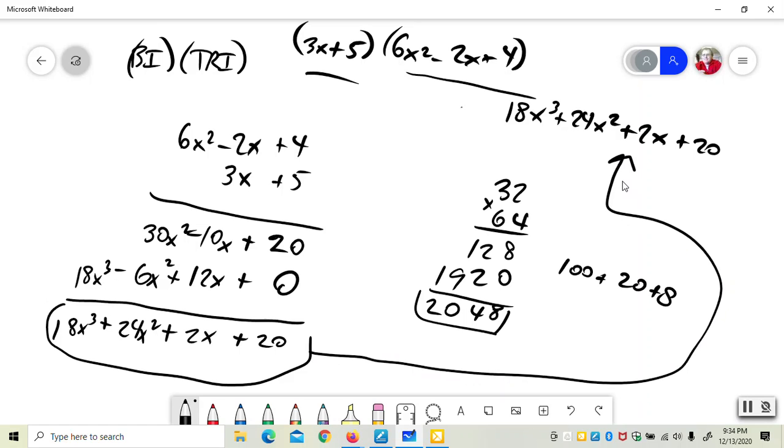Now, the other method I showed you, double distribution, to me is much, much harder. To me, long multiplication is so much easier. But I do have students that find it difficult. I would encourage you to be able to do it both ways, and I would encourage you to do it this way, but that's okay.